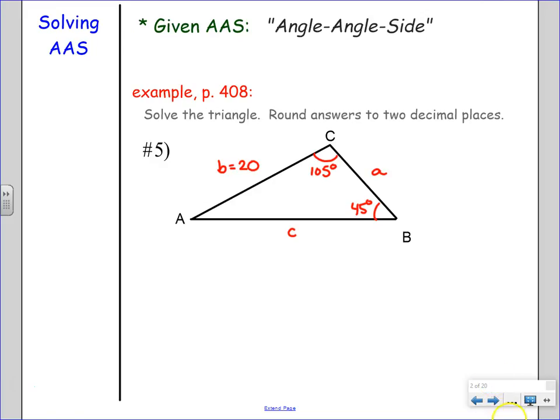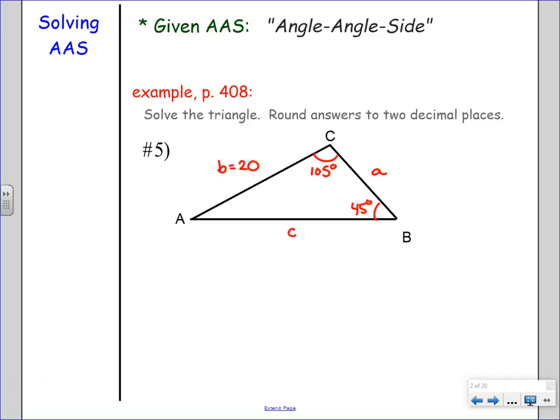All right. So, this one. Why am I saying AAS? Look at the picture. Angle, angle, side. That's what they gave you. 45, 105, 20. Angle, angle, side. Or you could say side, angle, angle. Either way, there are two angles. This is prime for law of sines. Whenever you have more than one angle given, law of sines is the one to use. The goal, solve this triangle.